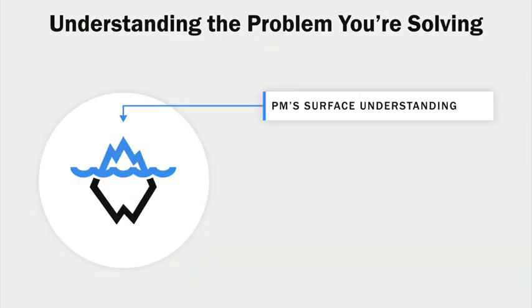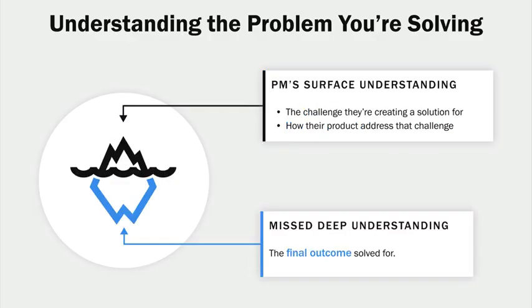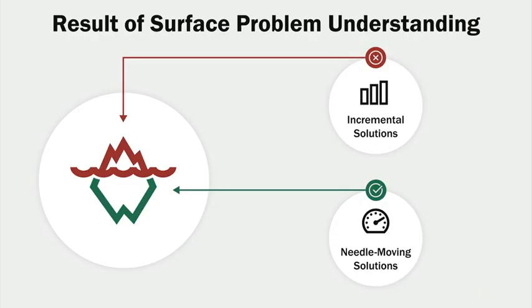As with the target audience, PMs often have at least a surface-level understanding of the problem they're solving. They can state the explicit challenge they're creating a solution for and explain how their product addresses that challenge. However, they often miss an extra layer of deeper understanding on the root problem they're solving. What most PMs miss is the final outcome they are truly solving for. As a result, they end up creating incremental products or features instead of needle-moving ones.